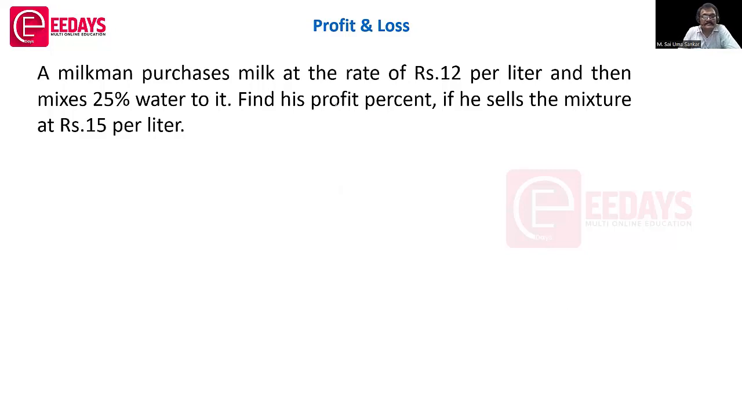A milkman purchases milk at the rate of 12 rupees per liter and then mixes 25% water to it. Find the profit percent if he sells the mixture at 15 rupees per liter.